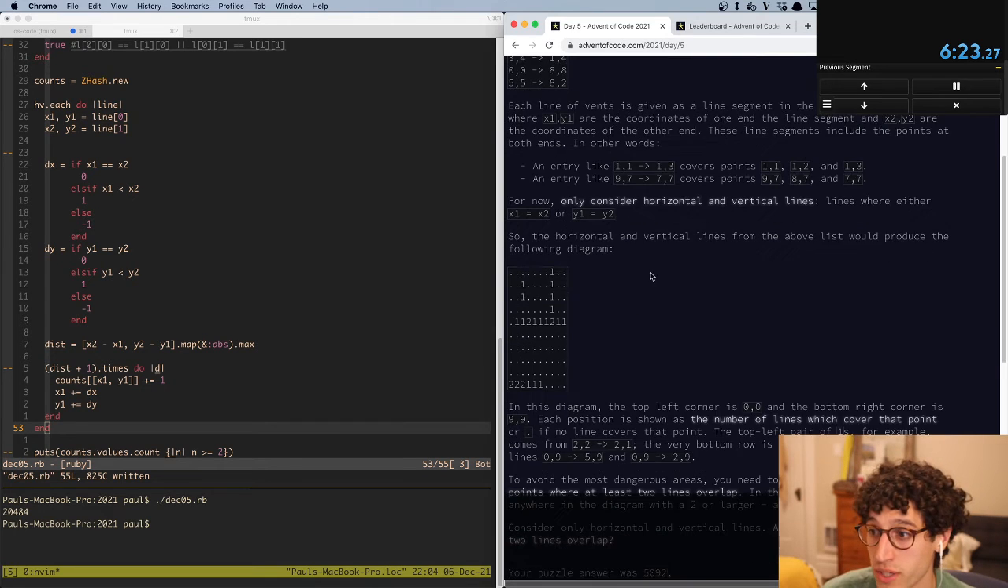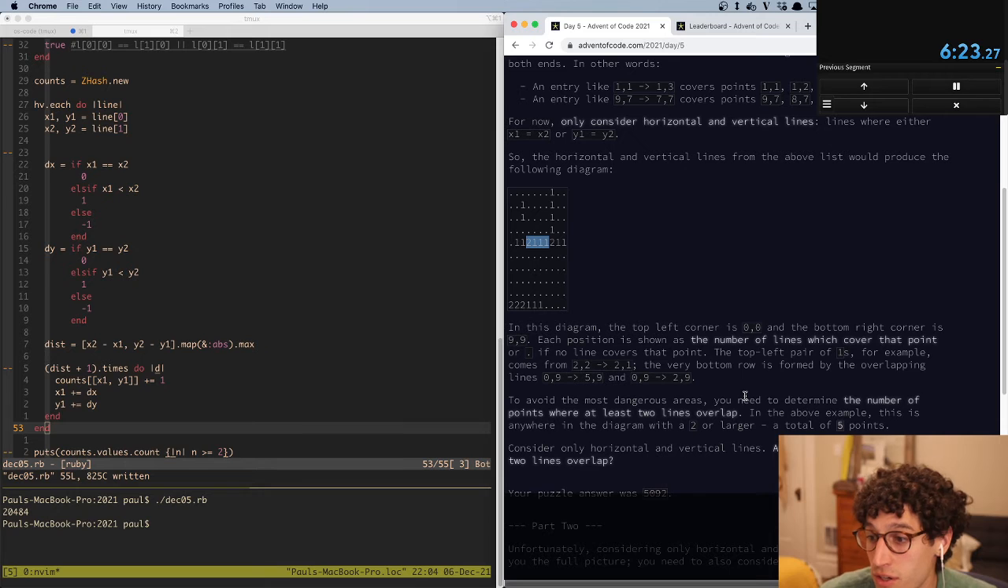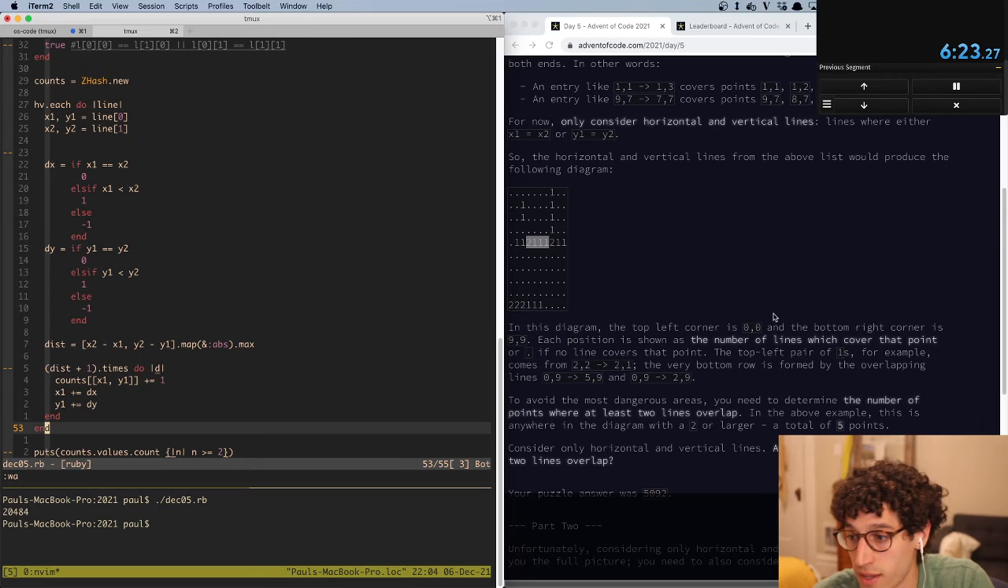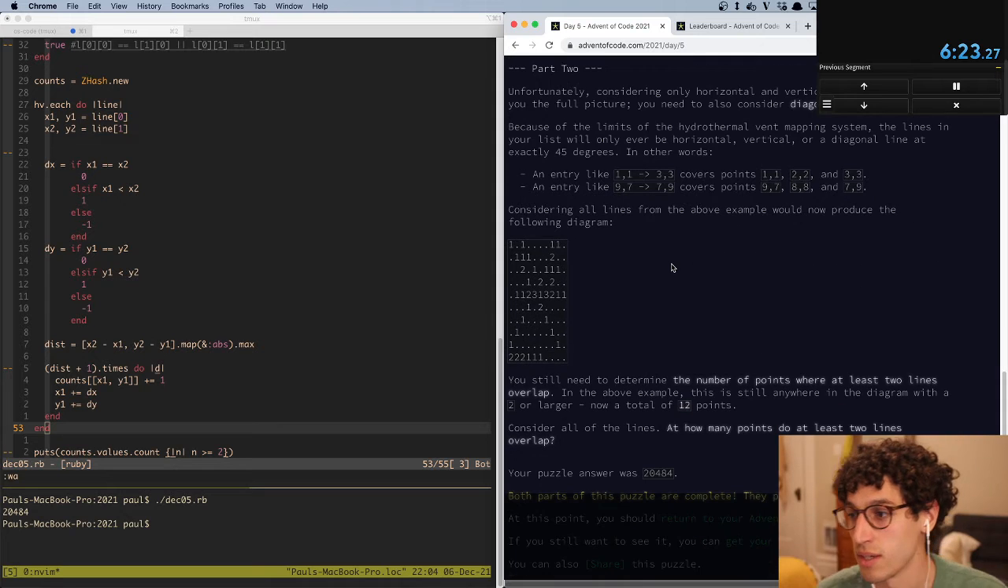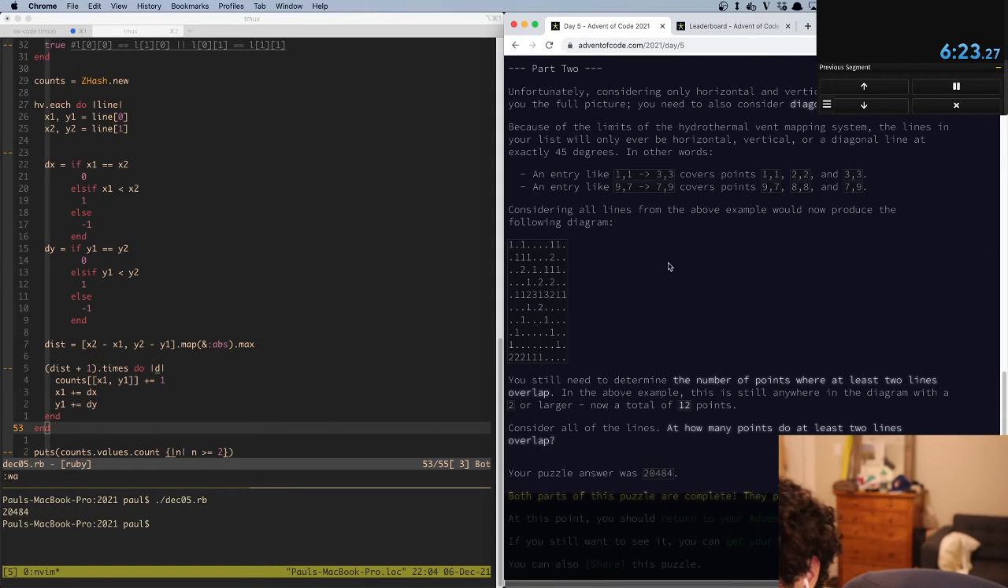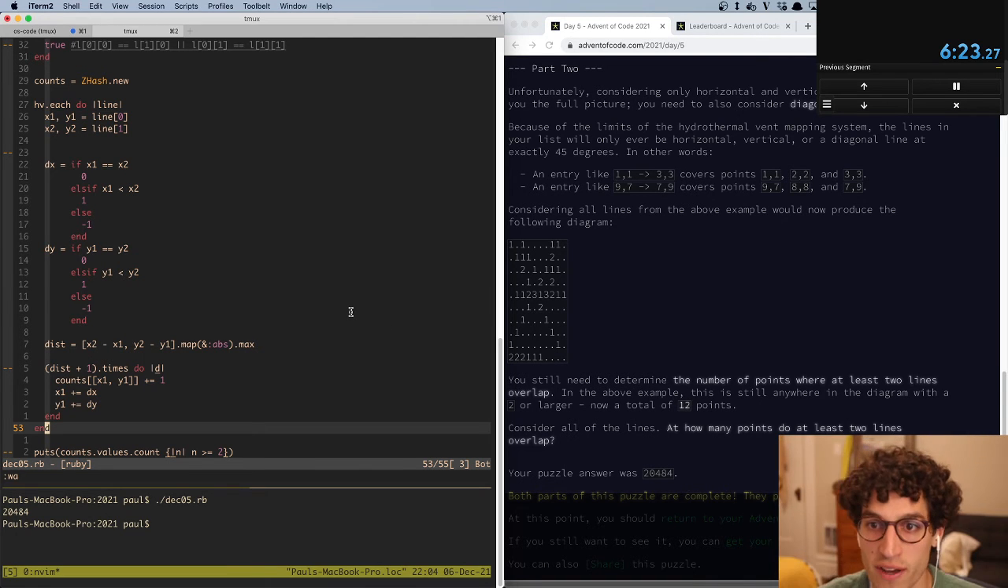So now in part 1, we're only considering horizontal and vertical lines. These are our lines. And these numbers are the number of lines which cover that point, or a dot if no line covers that point. We need to determine the number of points where at least 2 lines overlap. And then in part 2, we are also going to consider the diagonal lines. And hopefully the diagonal lines will only be 45 degrees.